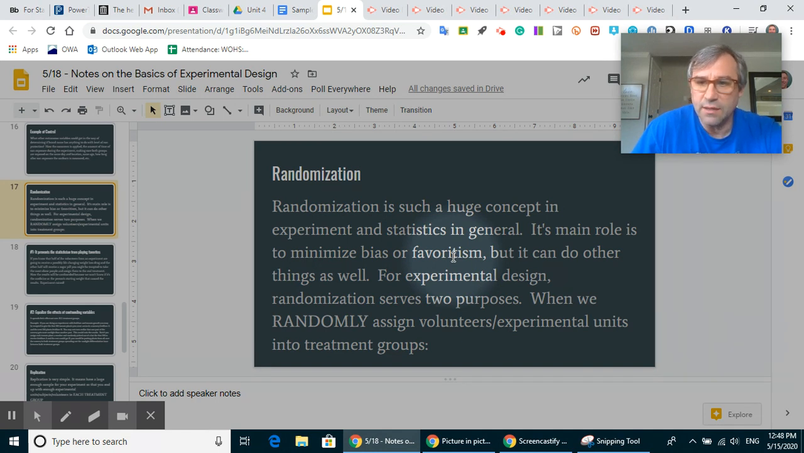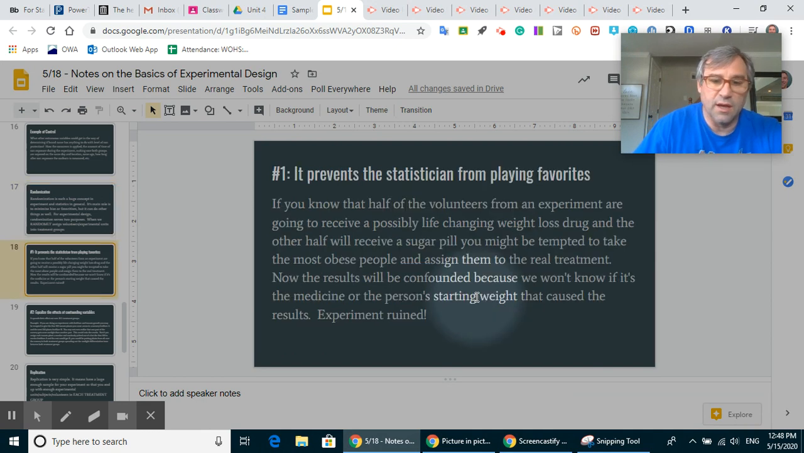Even in sample design, if you use a convenience sample, you're just going to pick your friends. But in experiments, it really serves two purposes. The first thing it does is it prevents a statistician from playing favorites. So if you have a possibly life-changing weight loss drug, and half the people in your experiment are going to get that weight loss drug, and the other half are going to get a placebo, like a sugar pill, you're going to be tempted to take the most obese people and assign them the real treatment. And now the results will be confounded because we won't know if it's the medicine or the person's starting weight that caused the results, and you've ruined the experiment.